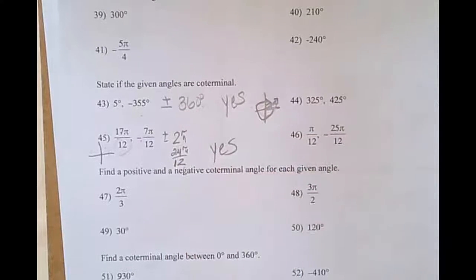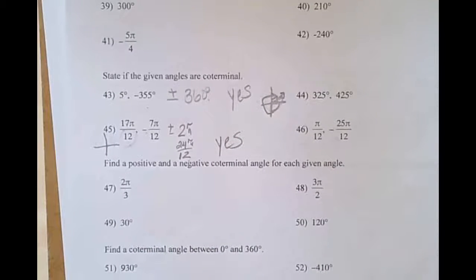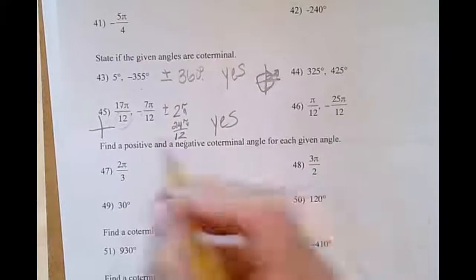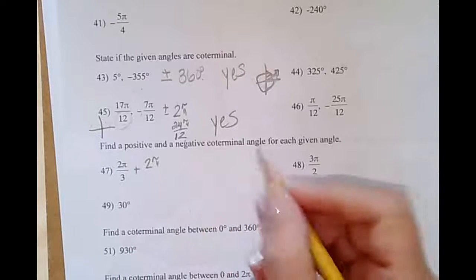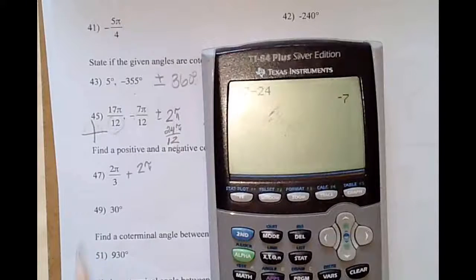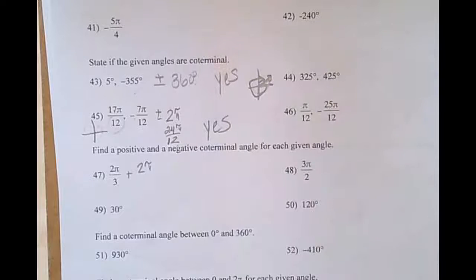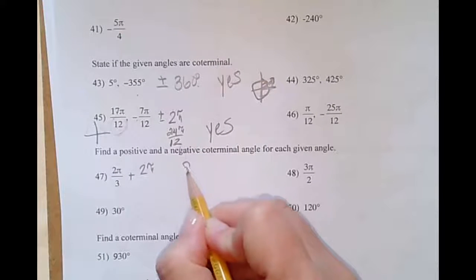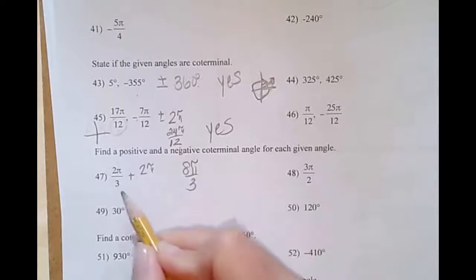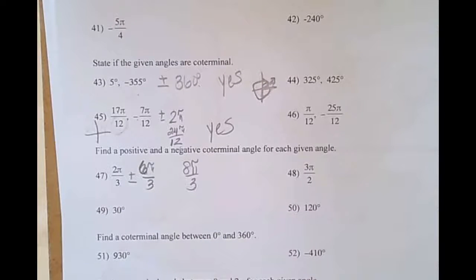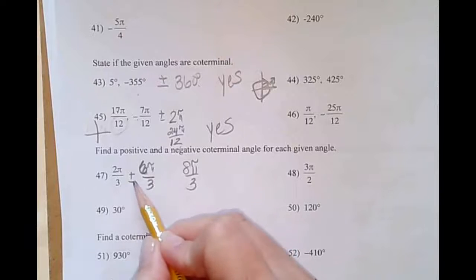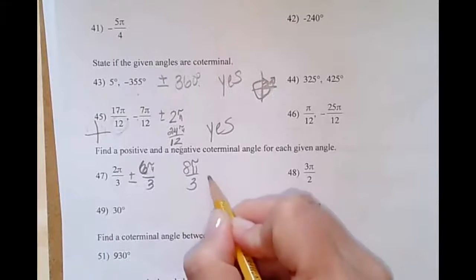Find a positive and a negative. Well, for this one here, you can add 2 pi, or you're going to take it and subtract 2 pi. So when I add 2 pi, remember you're going to take that denominator and double it, so it's actually like you're adding 6, so 8 pi over 3, and since we're adding, plus and minus, I'm going to make it 6 pi over 3. We'll do it that way. If I'm subtracting, then 2 minus 6 is going to be negative 4 pi over 3.